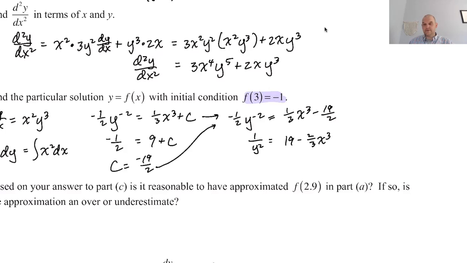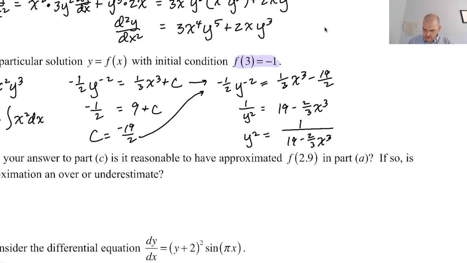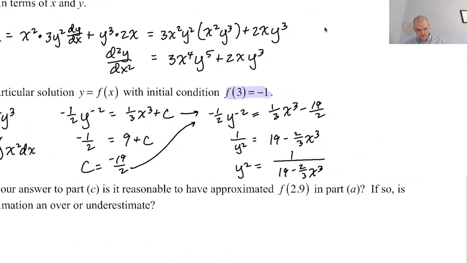Okay, now I need to get y squared, so I'm going to take the reciprocal of everything. So y squared is 1 over, can I make this bigger for everybody? Not that much. 19 minus 2/3 x cubed. All right. So what issues am I seeing here?